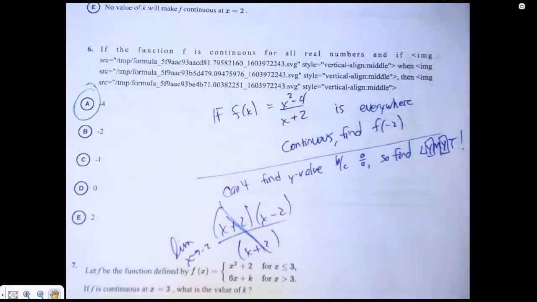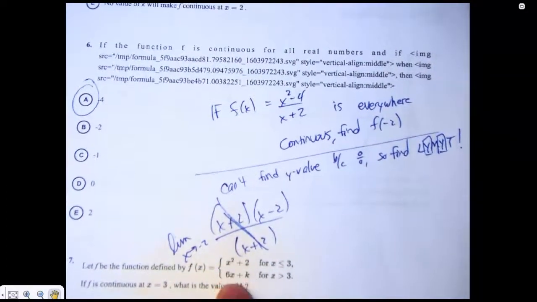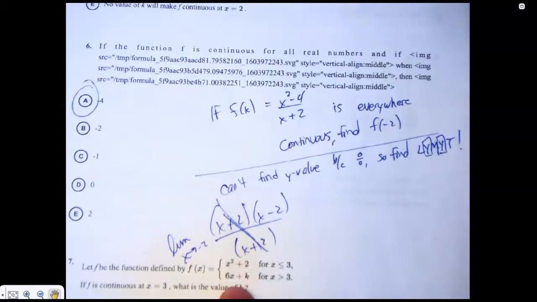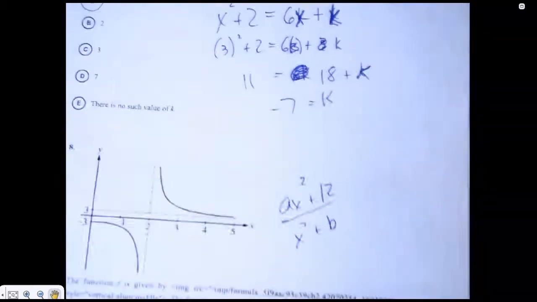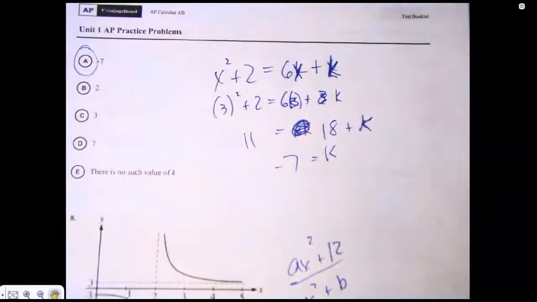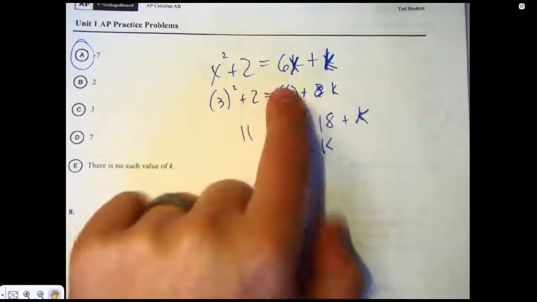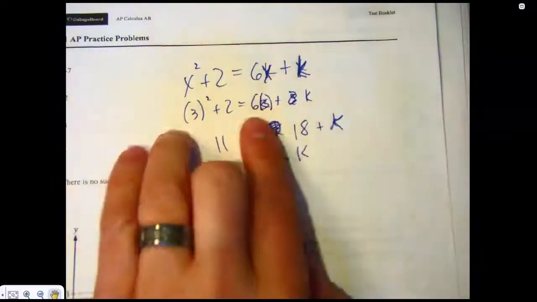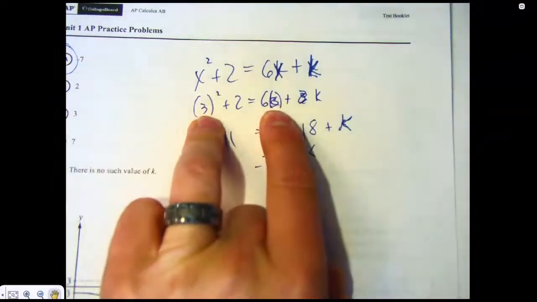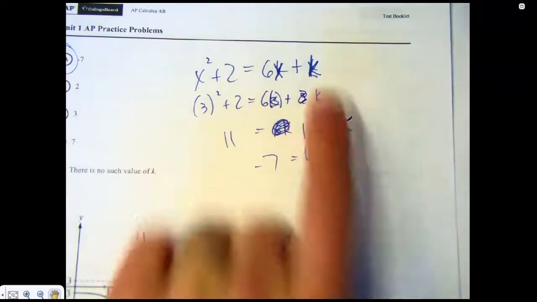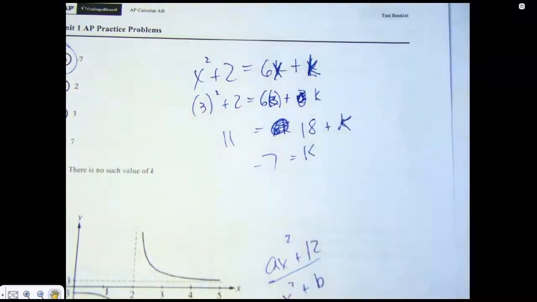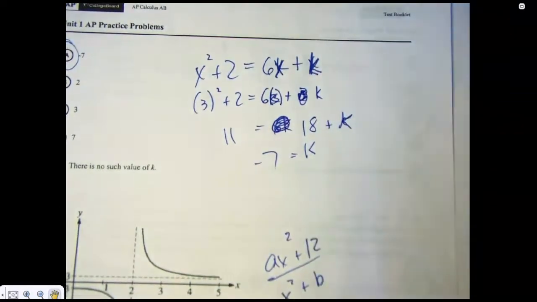Number 7, so if it's continuous at x equals 3, what is the value of k? So this is like number 5. These two have to be equal to each other if it's going to be continuous. So this is me setting them equal to each other. This says 6x plus k, and I know x is 3, so I plug 3 into those two spots. This just says plus k, and then I'm working out the algebra.